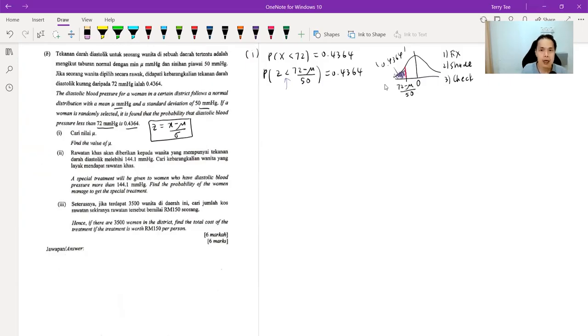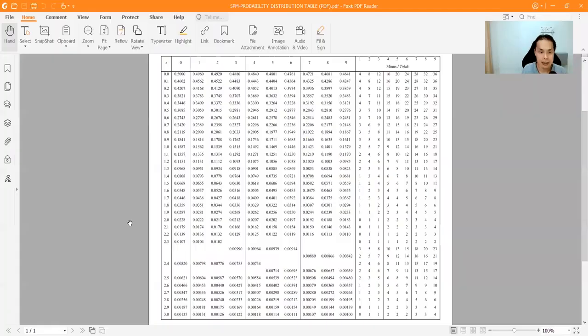Okay, next, how do you find mu from here? We have 2 ways. Either you can use your mathematical table, which is kind of long, where you slowly find, what is the value again?